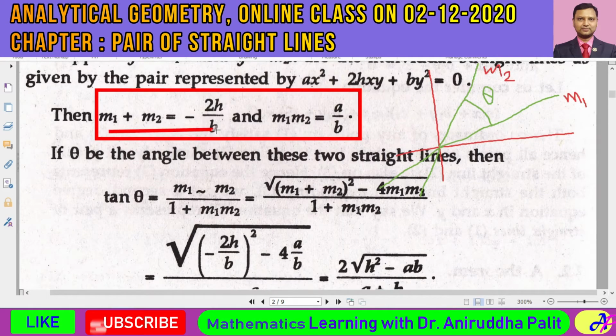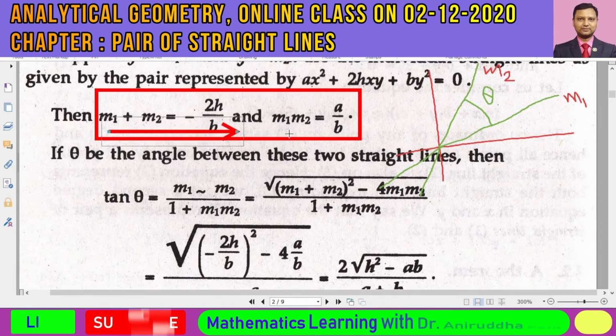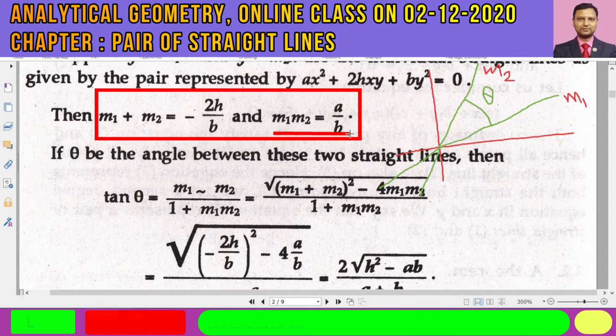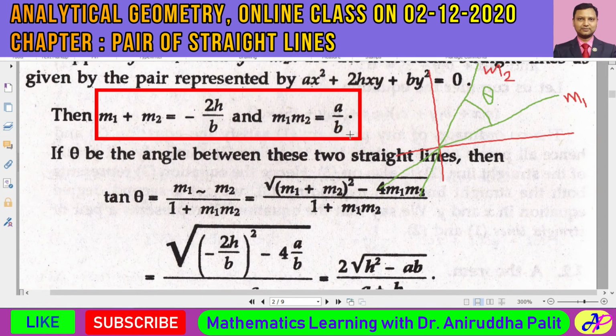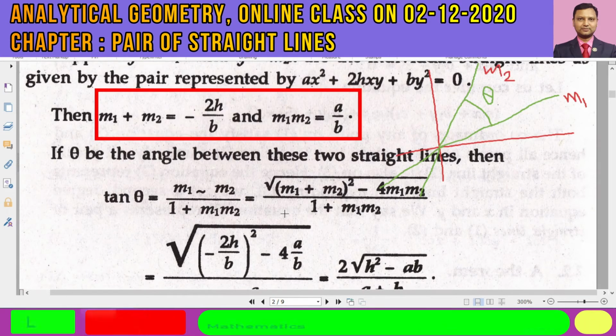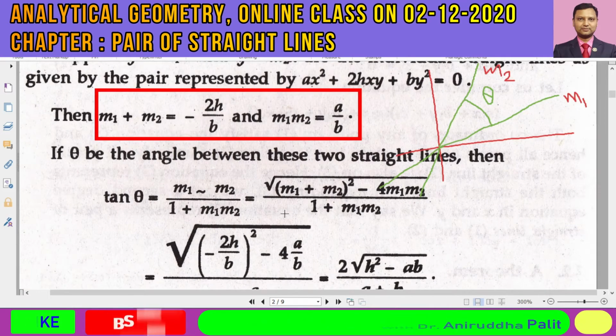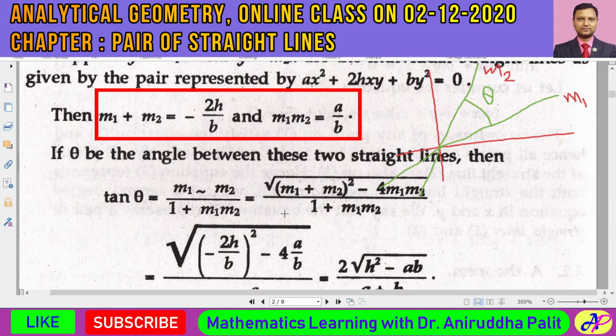We can use M1 plus M2 is equal to minus twice H by B, and M1 M2 is equal to A by B. So our target is to compute this expression. Over here you see we are not interested in the individual values of M1 and M2 so far, at least. We are trying to compute our required quantity. Over here our target is to compute tan theta.